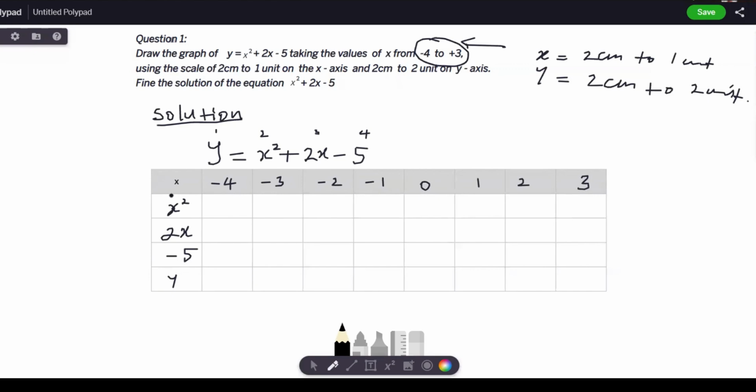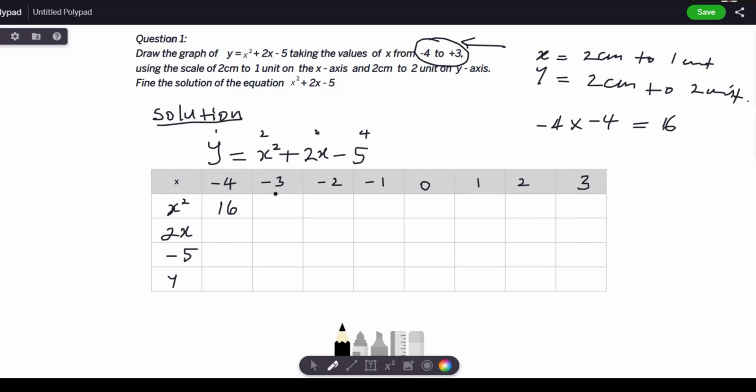Now looking at the first one here, this says we should square the individual values of x that we have here. So we just square them one after the other. Minus 4 squared is minus 4 times minus 4, and minus times minus is plus. 4 times 4 gives us 16. So just quickly write 16.